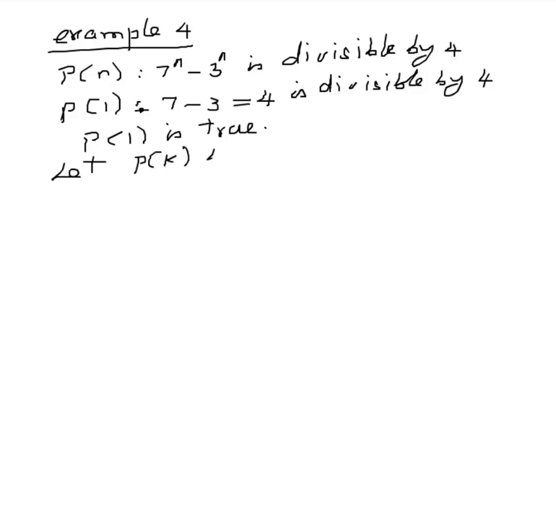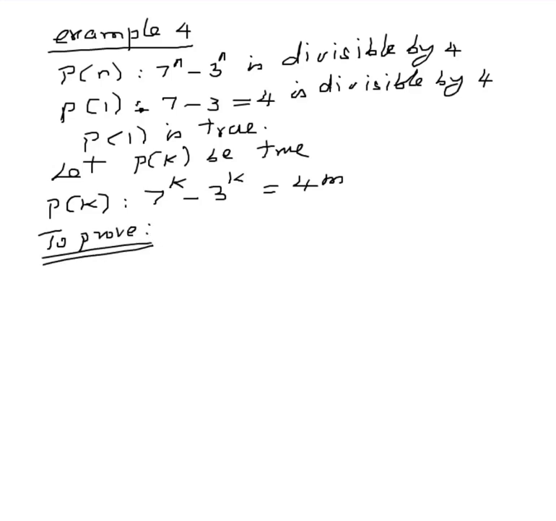Let P of k be true, and the statement is 7 power k minus 3 power k is divisible by 4. Since it is divisible by 4, it should be a multiple of 4. So we will write it as 4m. The P of k plus 1 statement, that is the statement to be proved, is 7 power k plus 1 minus 3 power k plus 1 is divisible by 4.